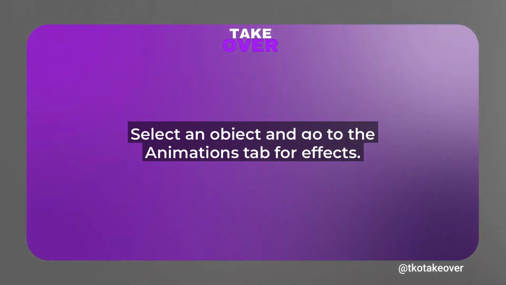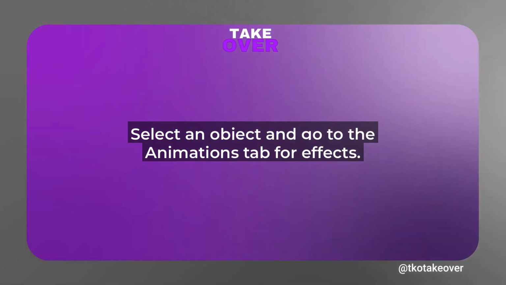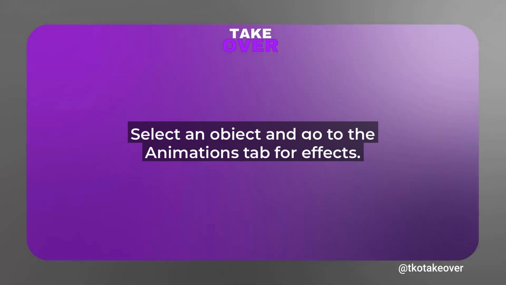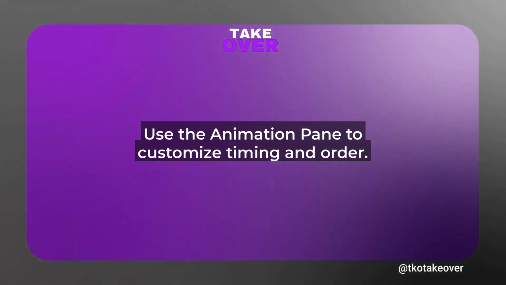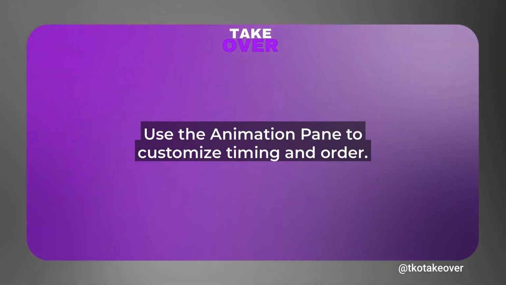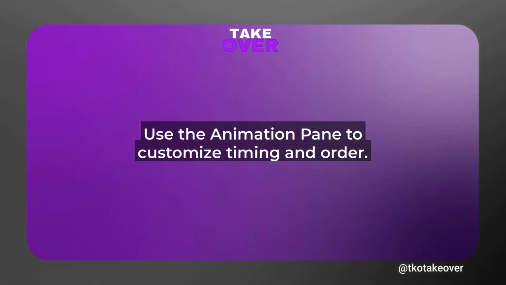We'll start with animations, which bring individual elements like text, images, or shapes to life. Select the object you want to animate by clicking on it. Then, head to the Animations tab on the top ribbon. You'll see a gallery of options, everything from subtle fades to eye-catching entrances and exits. Click on your desired animation, and use the animation pane on the right to customize the order, duration, and timing.